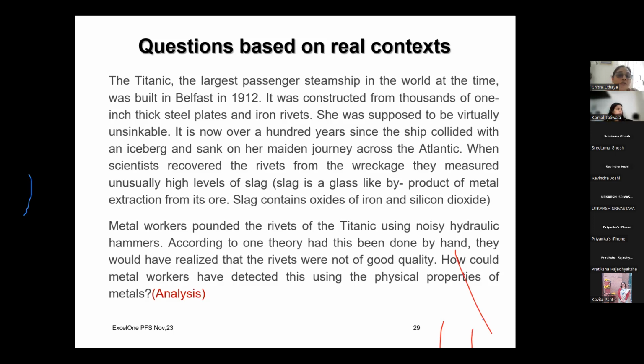Now, here is the question. Metal workers pounded the rivets of the Titanic using noisy hydraulic hammers. According to one theory, had this been done by hand, the workers would have realized that the rivets were not of good quality. How could the metal workers have detected this using the physical properties of metals? Okay, so this becomes an analysis question, and this will require the child to actually think through what it is rather than just listing the properties of metal. So do you see the difference between the question of listing the properties of metals and what is being asked here?